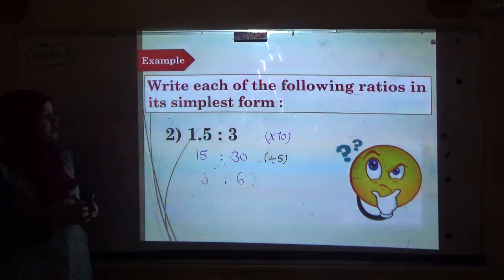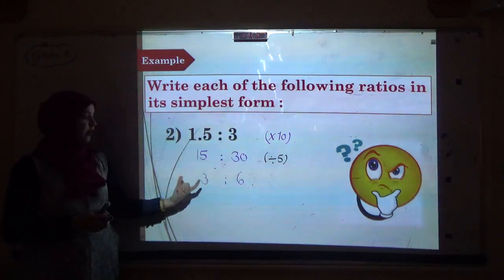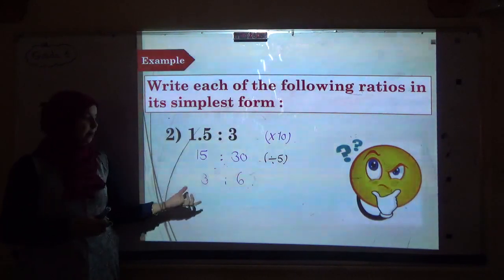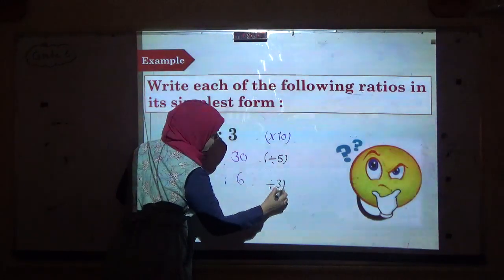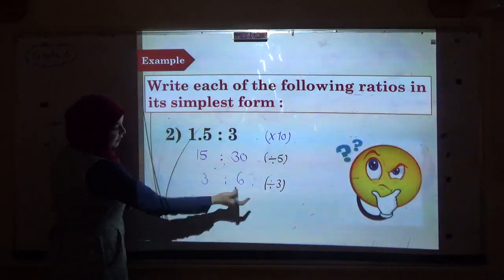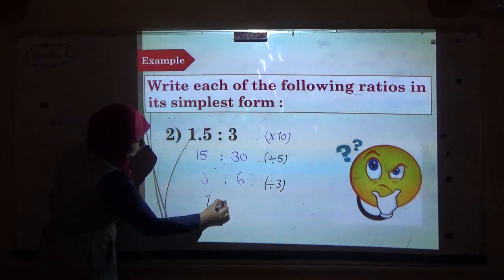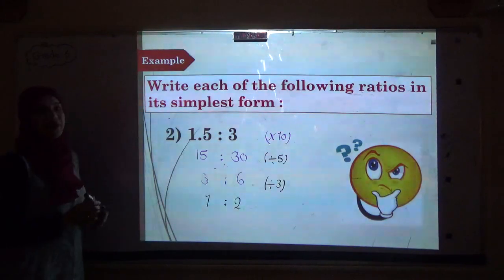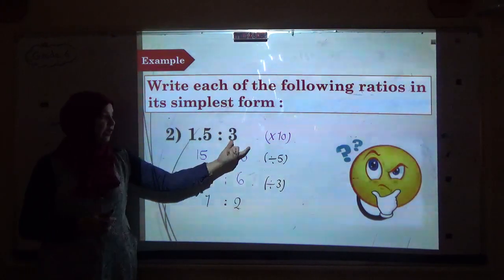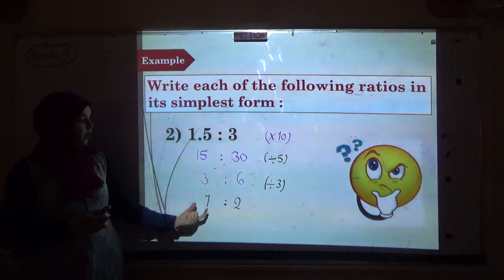But 3 to 6 is not the simplest form of the ratio because we have another common factor between them, which is 3. So we will divide again by 3. 3 divided by 3 equals 1, and 6 divided by 3 equals 2. So the ratio 1.5 to 3 in the simplest form equals 1 to 2.